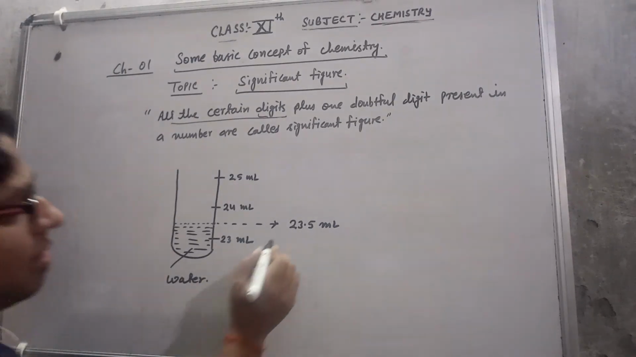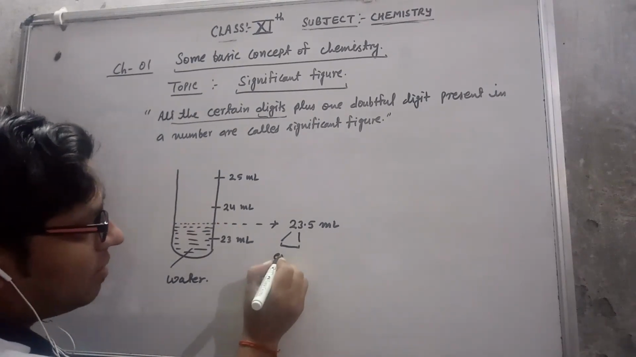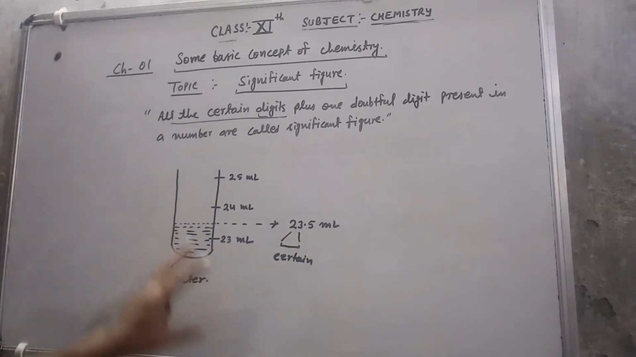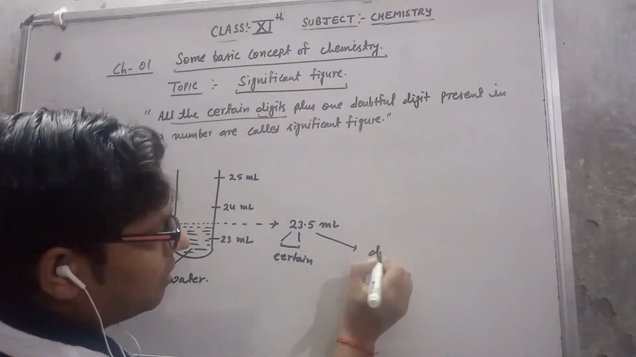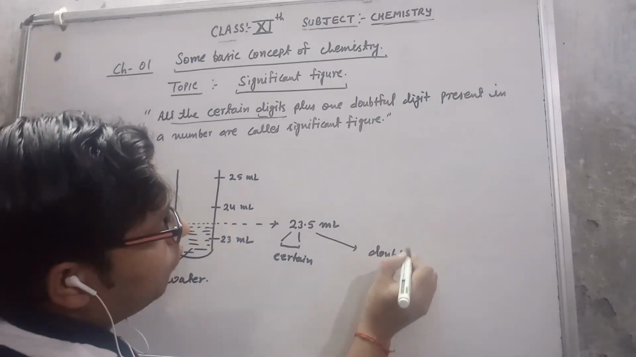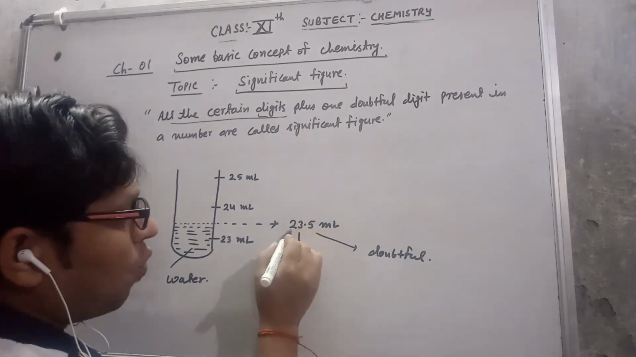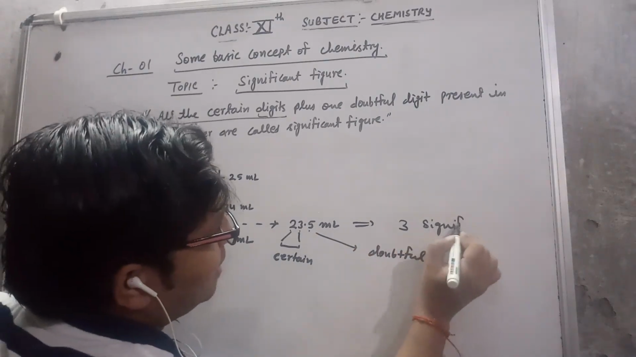If you see here, this 2 and this 3, these two digits are the certain digits, meaning we can easily say that these are the actual digits. And this 5 is not certain, this is a doubtful digit, because it can be 0.49, it can be 0.51, so it is a doubtful digit. So here, 2 are certain digits and 1 is a doubtful digit. So the total significant figures here are 1, 2, 3. We can say there are 3 significant figures in this number.